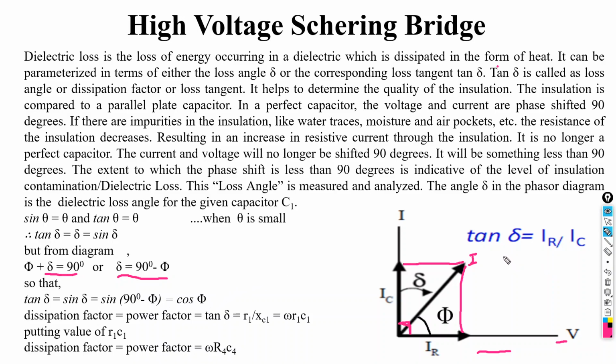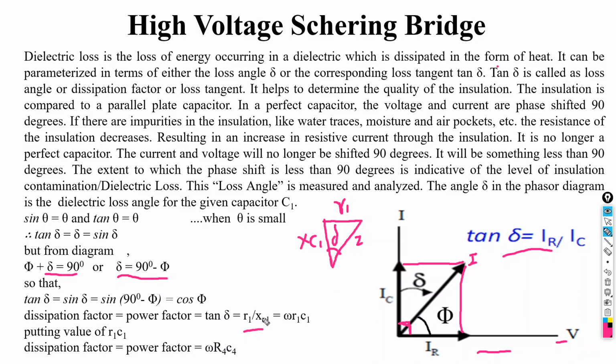Here the factor tan of delta is given by IR upon IC. Or if you draw the impedance triangle, in that case this angle is delta, this component will be your resistive component, that is R1, then this component corresponds to the capacitor C1, and this will finally be the impedance component. So this is the XC1 component, that is the reactive component. This is a complete impedance triangle, and from this impedance triangle, if you take the tan of delta, it will be equal to R1 by XC1.